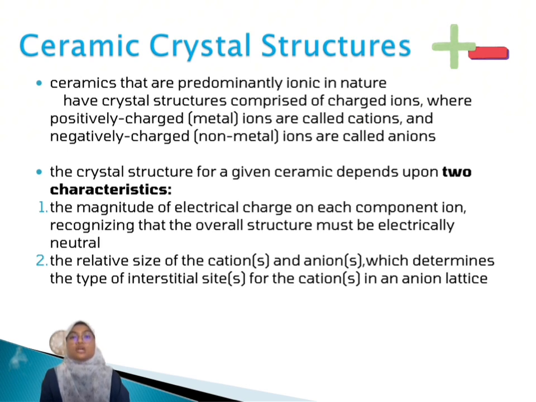The second one is relative ion size. The size of the cation compared to the anion determines where the cation fits inside the lattice. Small cations can slip easily into spaces between larger anions. These rules explain why ceramics can have different crystal structures like rock salt or perovskite, and why each structure gives ceramics unique properties such as strength, resilience, or conductivity.